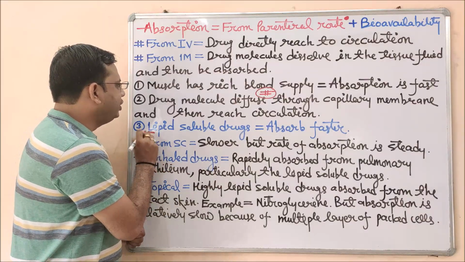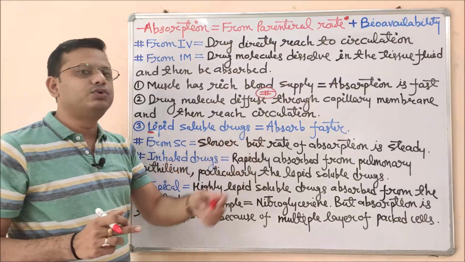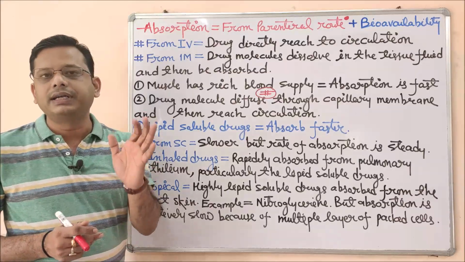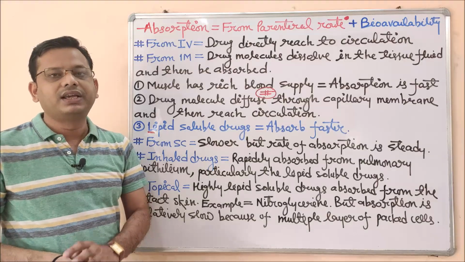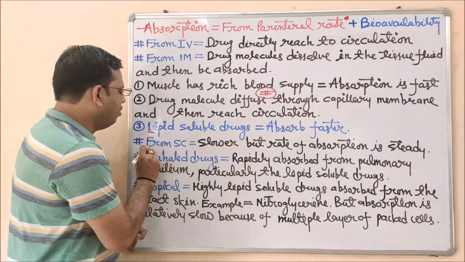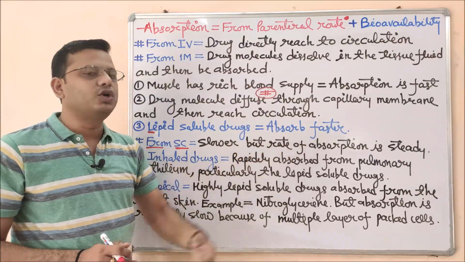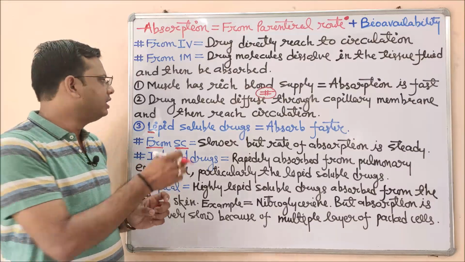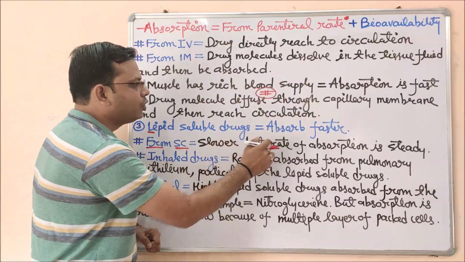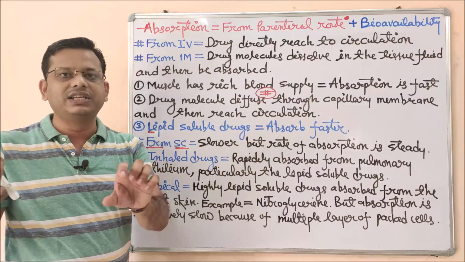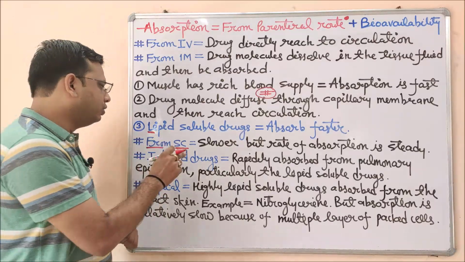But there is a condition in the intramuscular route of drug administration: lipid soluble drugs absorb faster. So for absorption by the intramuscular route, the drug property should be lipophilic, lipid soluble. Coming to the next one, the subcutaneous route of drug administration is slower, but the rate of absorption is steady. That means it is slower compared to intramuscular and intravenous, but the rate of absorption is constant, a steady state, so you can be assured that you will get the proper amount of drug in a particular time interval. So these are the basic points.